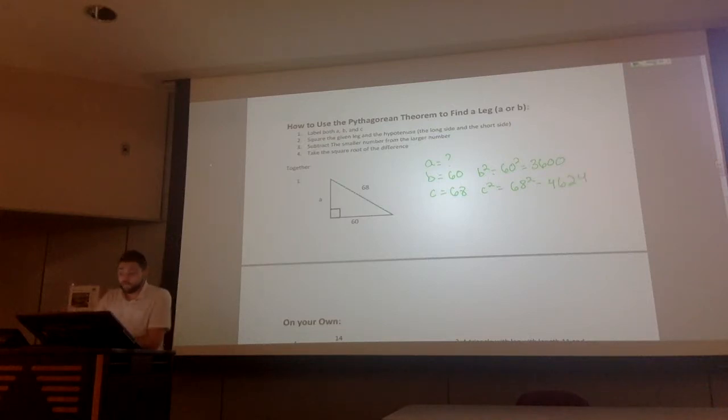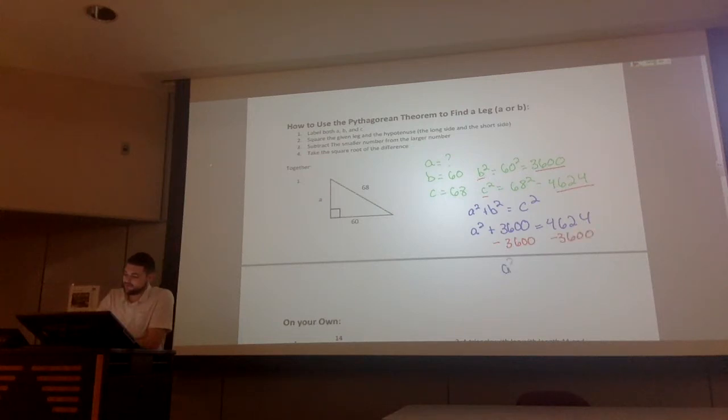Next, we're going to use our formula and plug in our variables. So we have A squared plus B squared equals C squared. In this case, we leave A squared alone. We're going to add 3,600 because that is the measure of B squared. And then we can say that equals 4,624 from the measure of C squared. Now we can subtract 3,600 from both sides because that's the length of the smaller square.